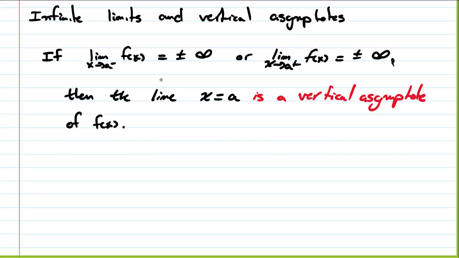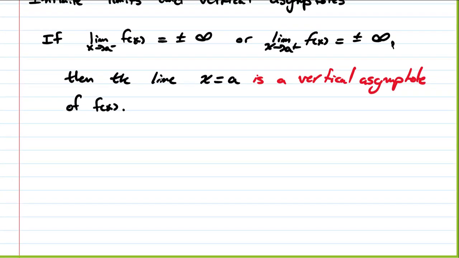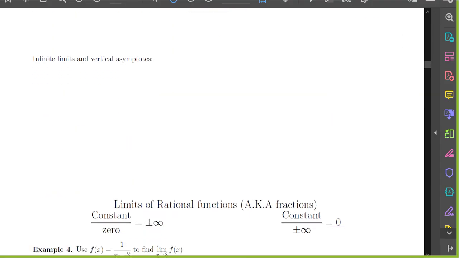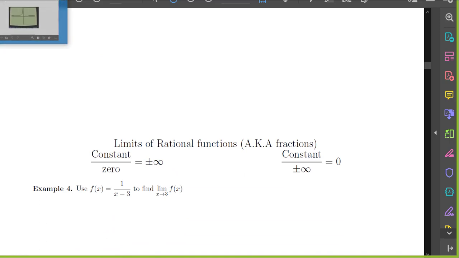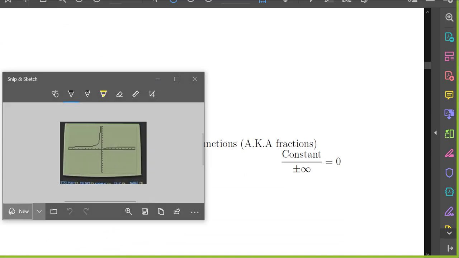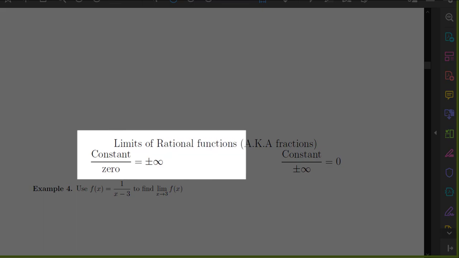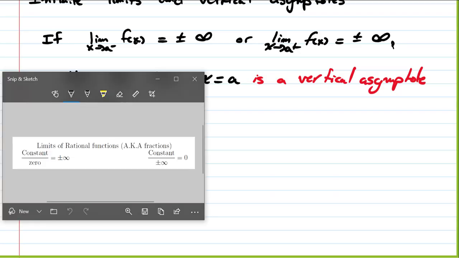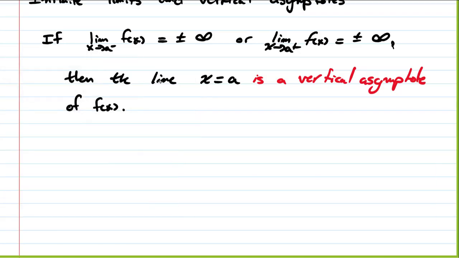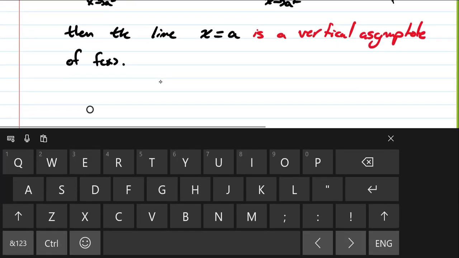So the next thing we need is a fact or a set of facts that needs to be memorized. So limits for when we have rational functions.